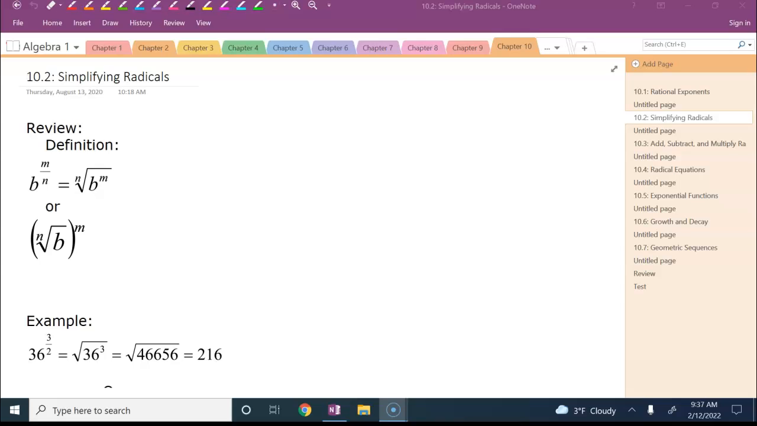So remember when we talked about rational expressions for the first time in Chapter 10, Section 1, we went over how to figure out what the root is, what the index is, and how those can go back and forth. So when you're dealing with something raised to a power, written like b raised to the m over n power, the n is going to be the index of the radical, so that's going to go on the outside. M is going to go with the b on the inside.